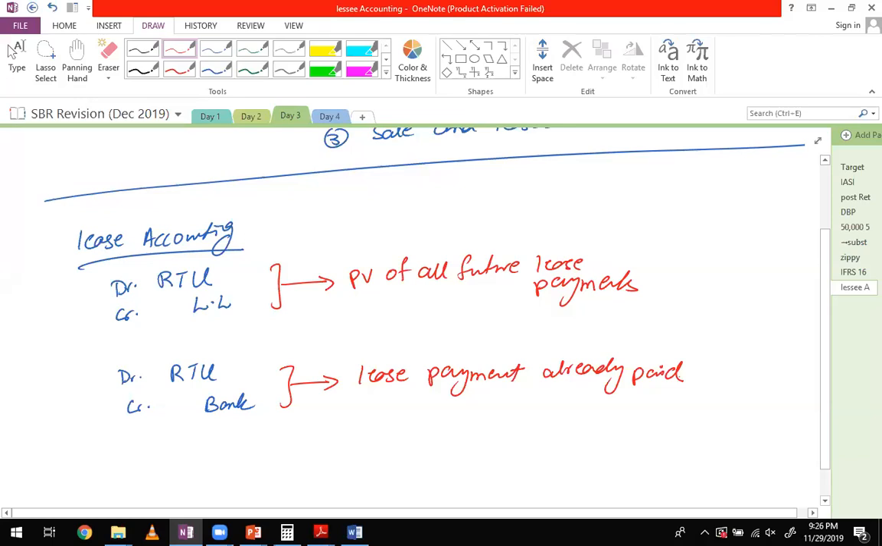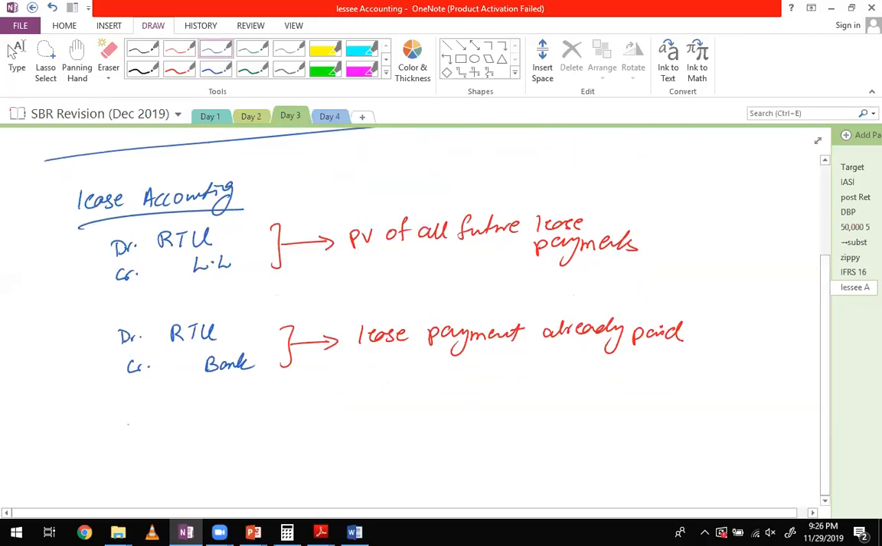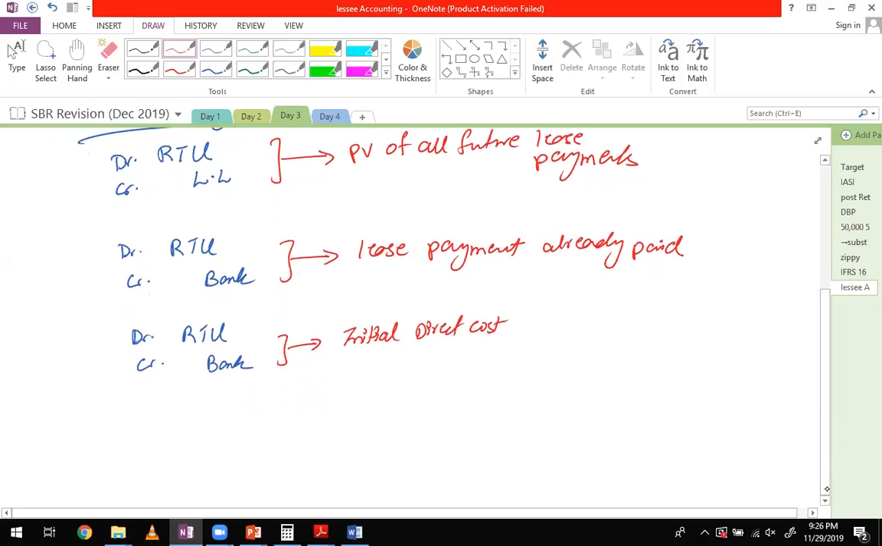And obviously, when we are leasing an asset, we might incur a direct cost to bring the asset into the usable condition, like any transportation cost, any installation cost, any testing cost. So these types of costs should also be capitalized. So any initial direct cost will also be capitalized by debiting the right to use asset and crediting the bank.